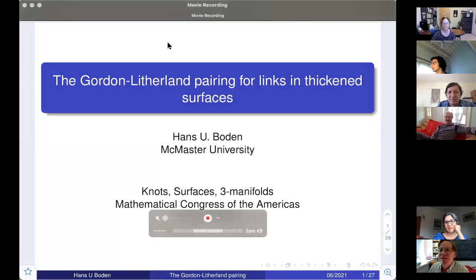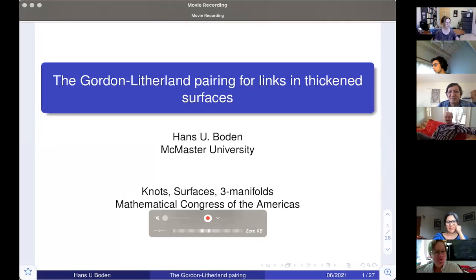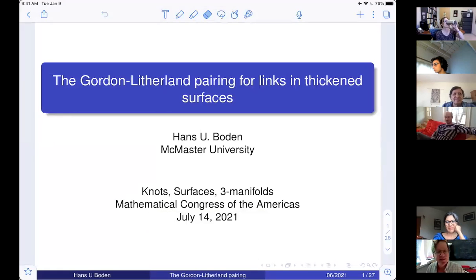So I'm very happy to be speaking. Thanks to the organizers for this opportunity to speak. And I'm going to be telling you a story about the Gordon-Litherland pairing for links in thickened surfaces.